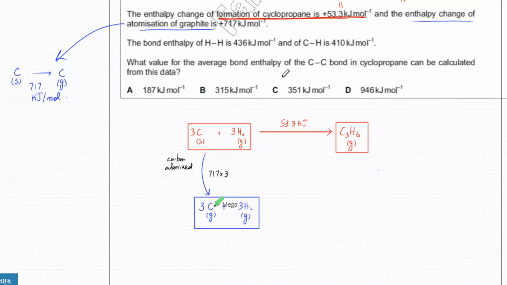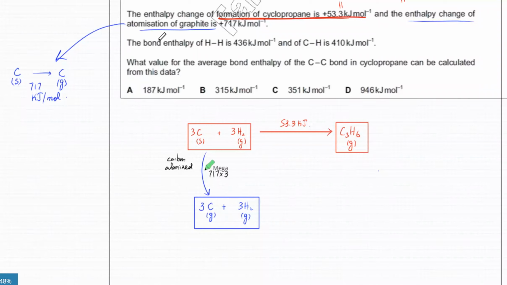So I've reached this point. I've only read the question here. He gave me the enthalpy change of formation, and I wrote down the value. It was 53.3, for 1 mole of substance formed from its constituent elements. And then he gave me atomization. He told me that the atomization of graphite is this. So I just saw carbon solid and atomized it. I made atoms out of it. And now, what's the next information that he's giving me?